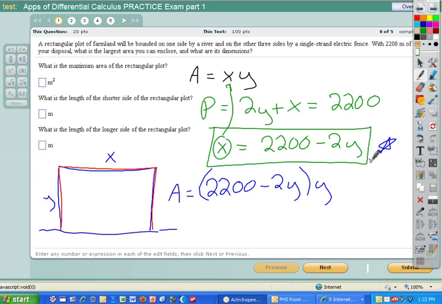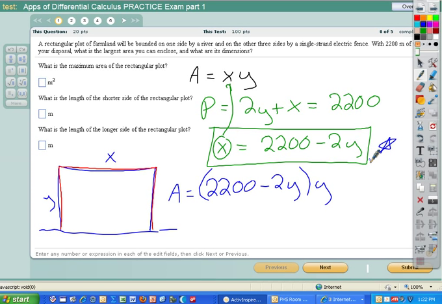So now, what would the minimum value for x be? 0. So if x were 0, then look what we get here for y. We get the equation 2200 minus 2y is 0. So 2y is 2200. So y would be what? 1,100.